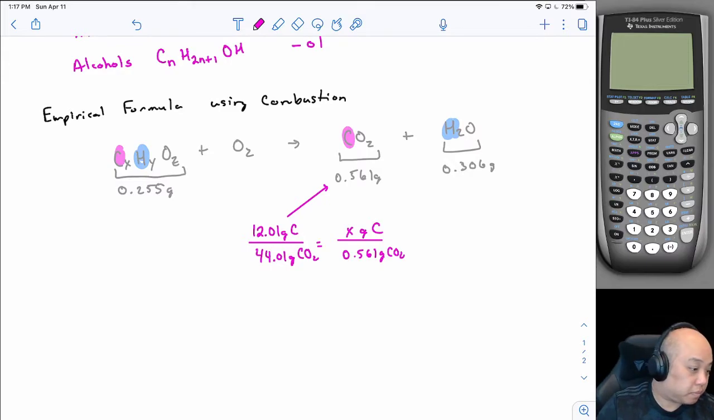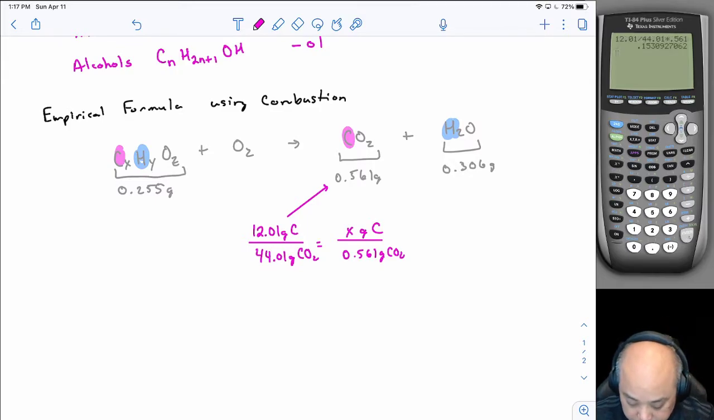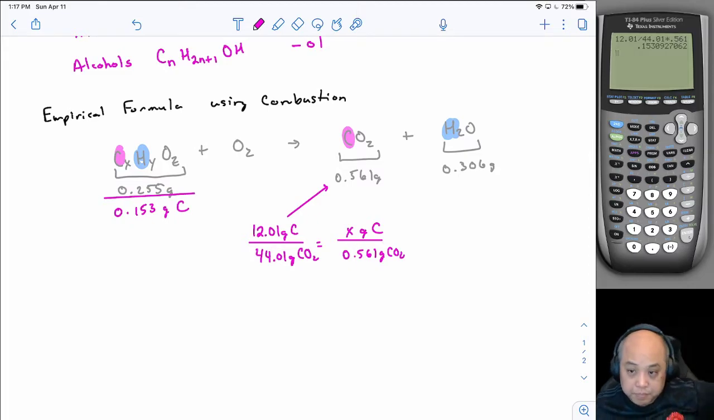Okay. And so I'll type it in, 12.01 divided by 44.01. To solve for x, we'd multiply by 0.561. And that gets us 0.153 grams of carbon that are present here of the sample of 0.255 grams.